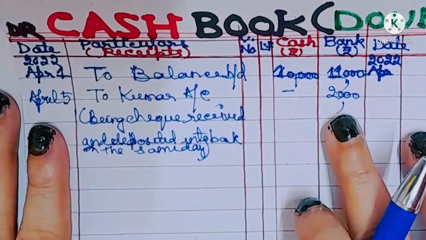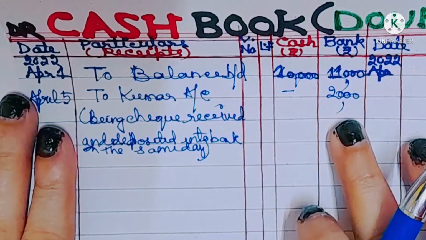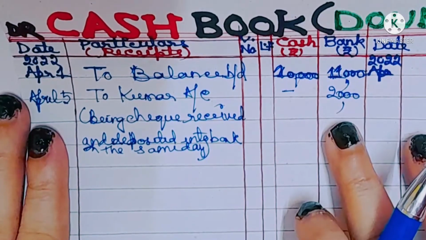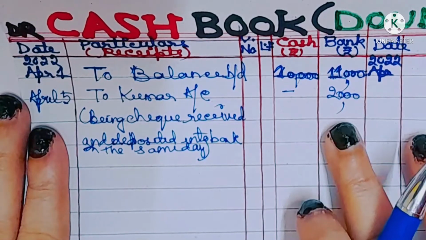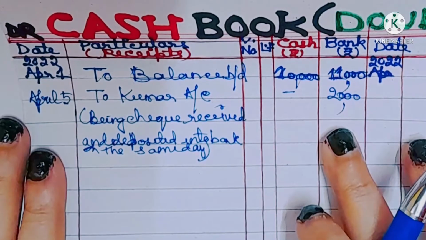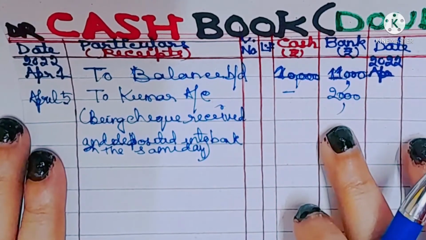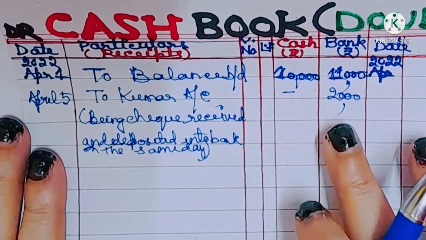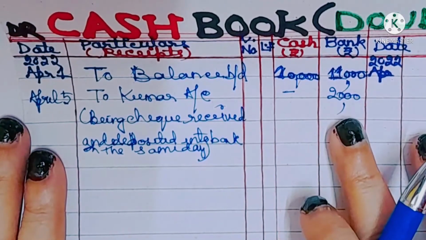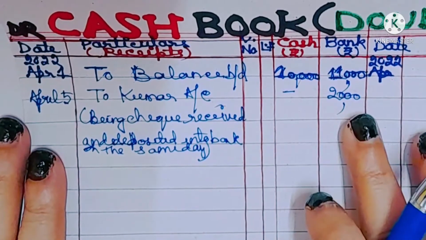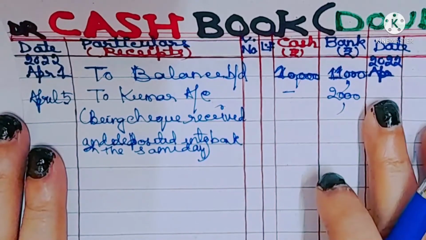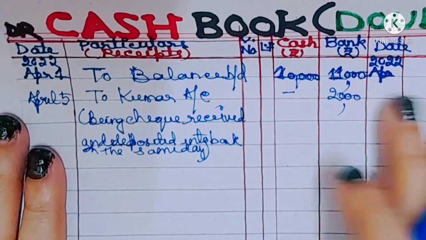Moreover, bank column represents bank account. Bank account comes under personal account. According to personal account, the receiver of the benefit is debit. Here, when check was received from Kumar and the check was deposited into bank on the same day, the bank is the receiver of check. So, bank account will be debited by 2000. Okay. Now, let's see the next transaction.